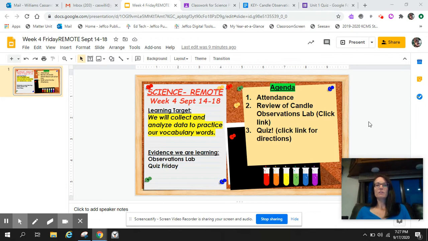The evidence that we are learning, we have completed this week with the observations lab. Hopefully you were in class to complete that. If not, you also have the candle observations lab, which was very similar, that you could have done from home. And then we have our quiz. But the first thing I want to do is go through that candle observations lab to make sure that you know the correct answers and can check over your efforts to be sure that you're learning.